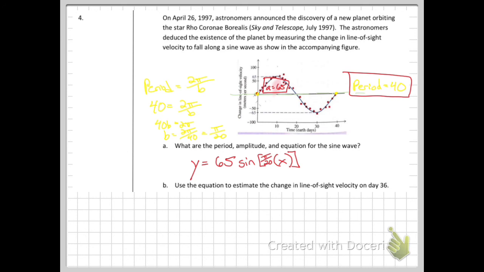Use the equation to estimate the change in line of sight velocity on day 36. So plug in 36. I would assume you would need to use a calculator here, or you could stop here. If you were going to use a calculator, whenever you see the pi symbol, that means you need to be in radian mode. We won't do this much, so I don't want you guys to panic. But if you did type that into your calculator in the correct mode, it would give you negative 38.206.